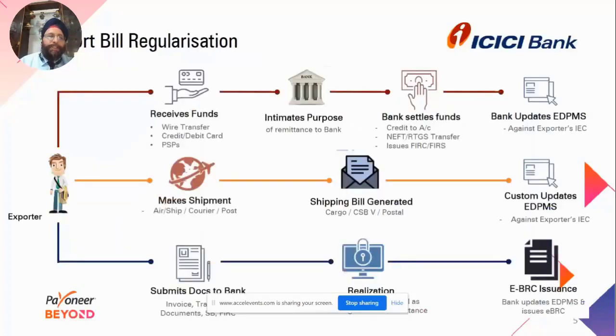Now we'll just cover how export bill regularization happens. Basically, as I told you, RBI is the governing body which needs to ensure that in case you've done any shipment, the money should be realized. Similarly, in case the advance payment has been received by you, RBI needs to ensure that goods are shipped outside the country.